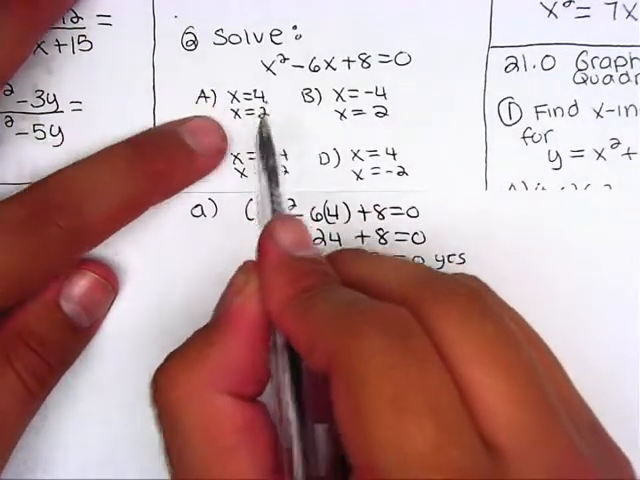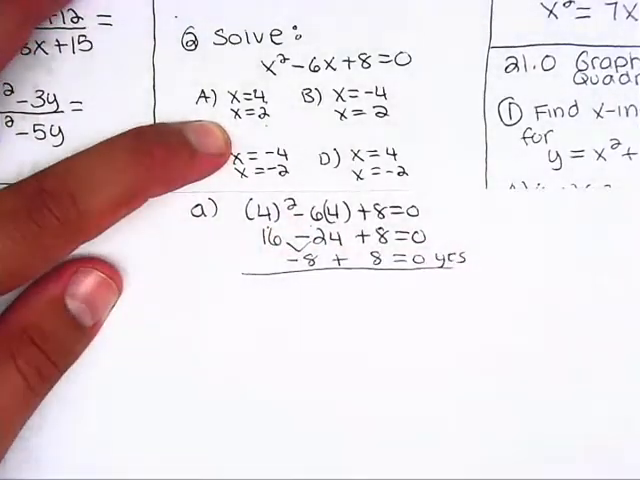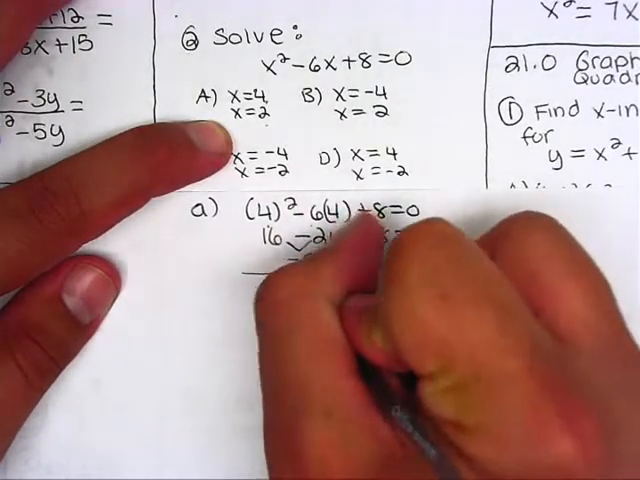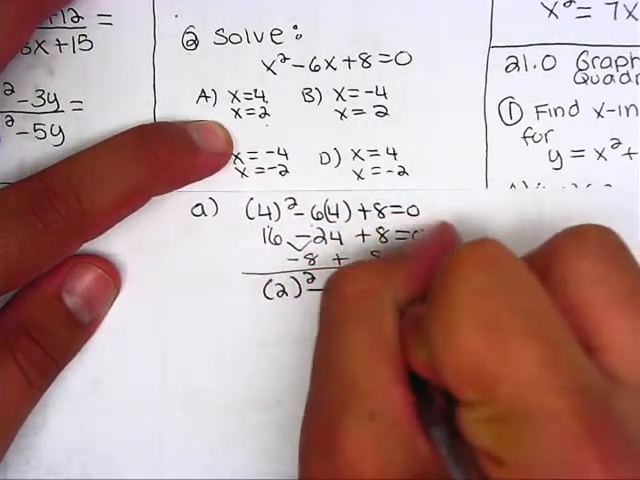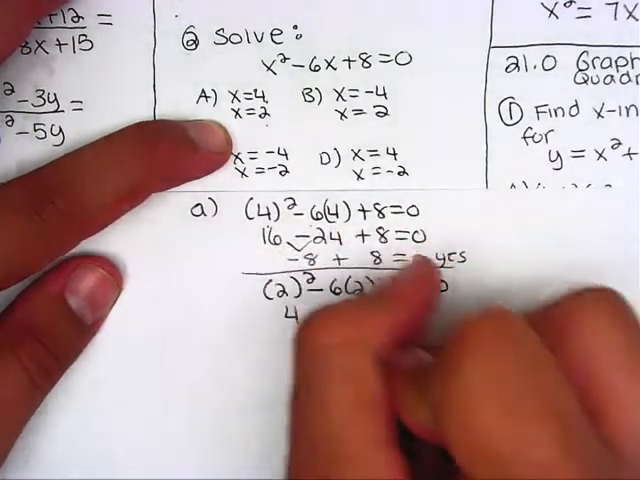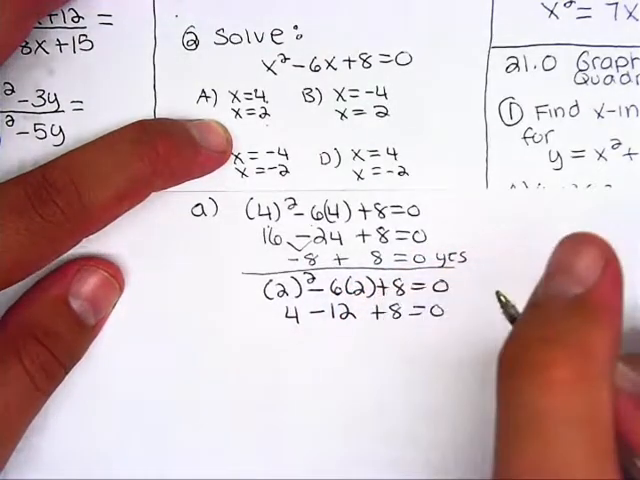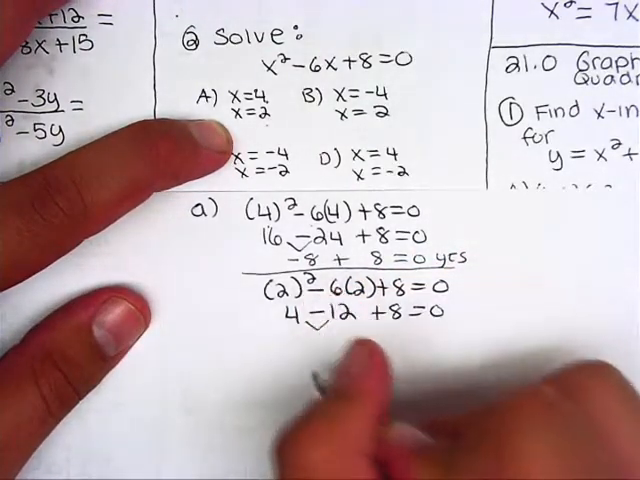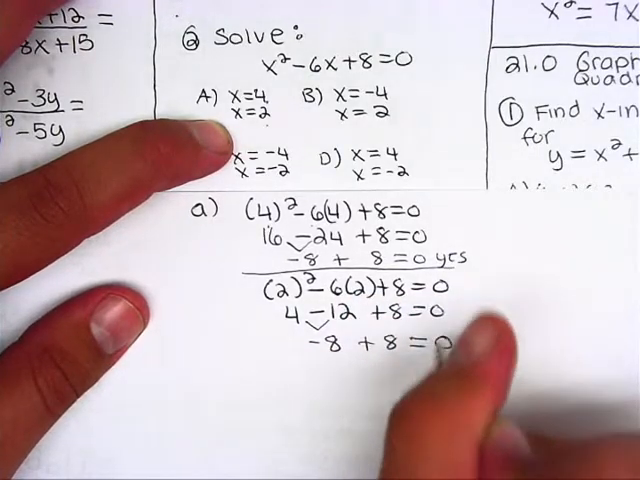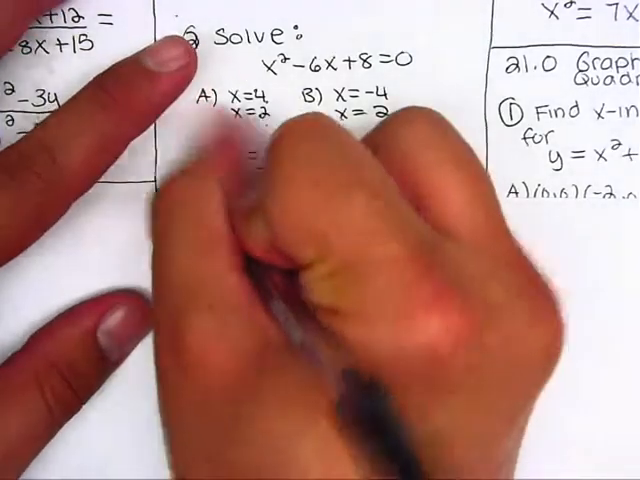Since I know 4 works, I need to check to see if 2 works before I choose the answer as A. So I'm going to plug in 2 into the equation. 2 squared minus 6 times 2 plus 8 equals 0. 2 squared is 4. Minus 12 plus 8 equals 0. 4 take away 12 is negative 8. Plus 8 does equal 0. That is true. So the answer must be A.